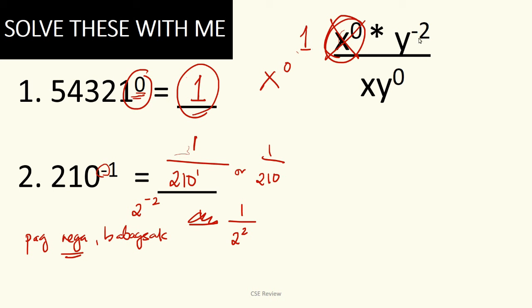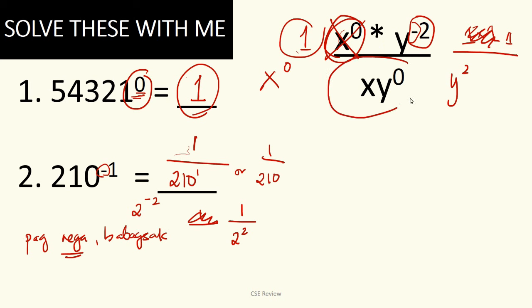Ito namang y raised to negative 2, dahil negative 2 siya, okay, babagsak siya. So ang mangyayari, dito mapupunta siya sa ilalim, magiging y squared. Okay? And then you have 1 times 1. Yung 1 na to at yung 1 na nandito sa fraction ng 1 over y squared. So again, wala nang nangyayari sa taas. Okay? Naging 1 na lang siya. Kasi 1 times 1 is still 1. Okay? Ngayon, tapos ka na sa taas. Dito tayo sa baba ngayon.